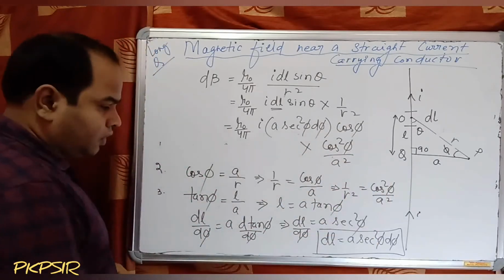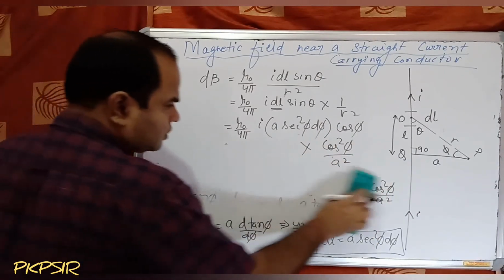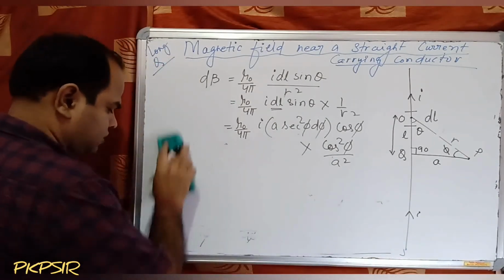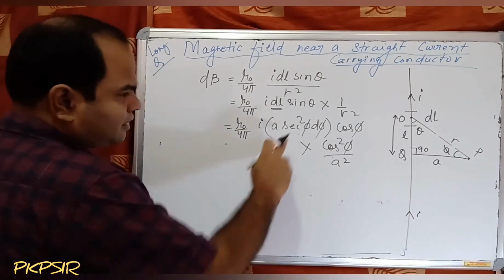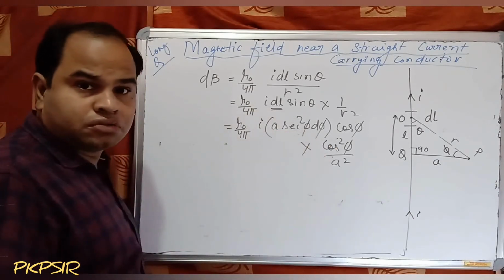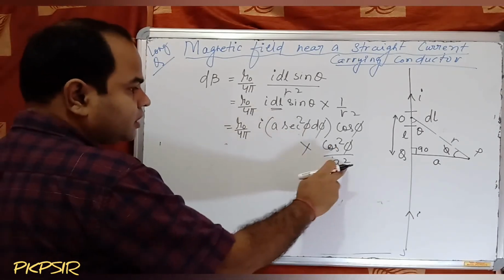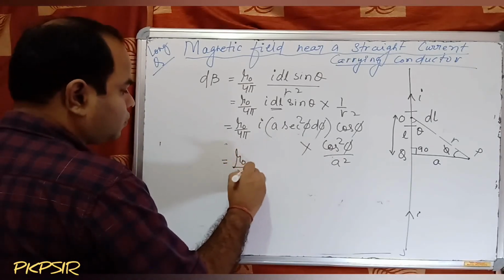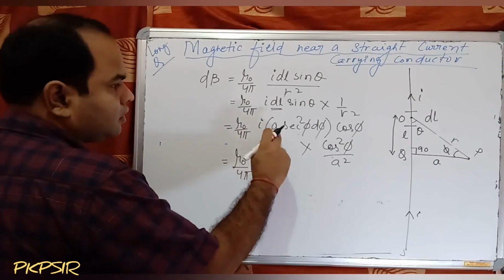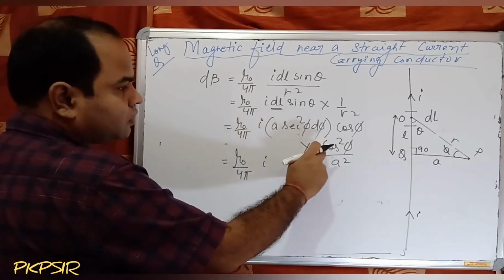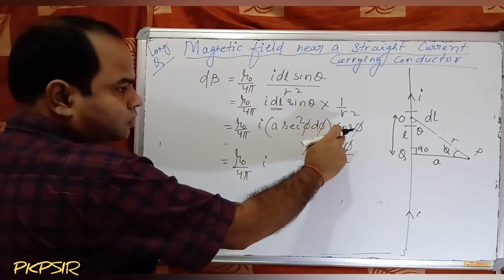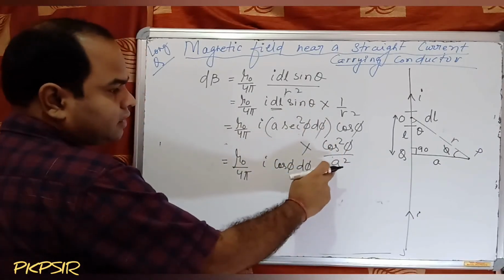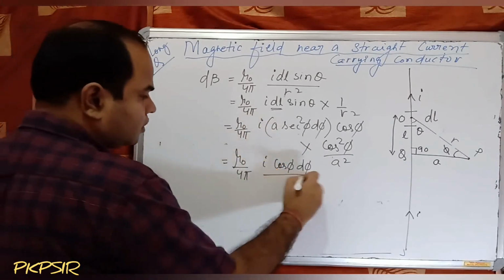If you see this term, here is sec square, here is cos square. Sec square into cos square is 1. Here is a, here is a, they cancel. So what remains? That is mu naught by 4 pi I. Sec square cos square cancelled, d phi is there, cos phi is there, cos phi d phi. And a square by a cancelled, leaving a.